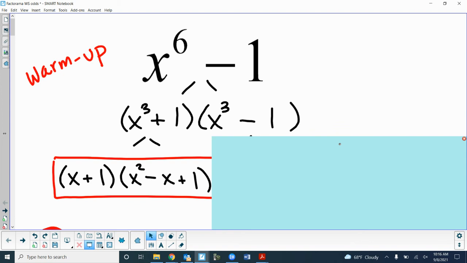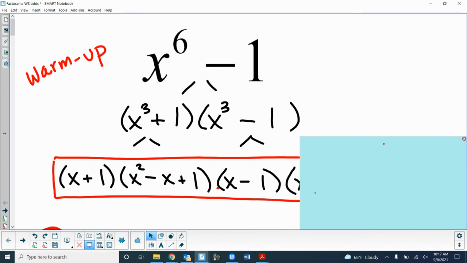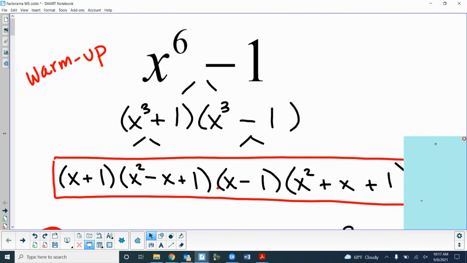What about this? Same thing, isn't it? So what goes in the binomial part? X minus 1, because it's minus, right? And what's our trinomial part? X squared plus x plus 1. Okay? Again, that's just a difference of squares and sum and difference of cubes. All right? Just to get us going.